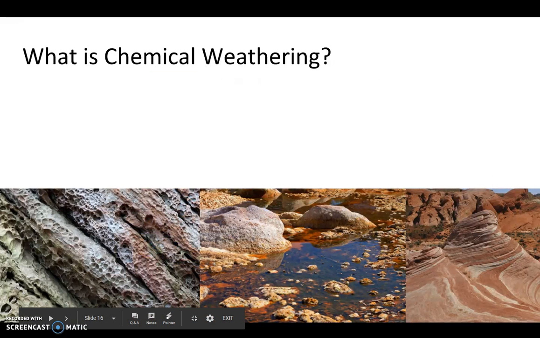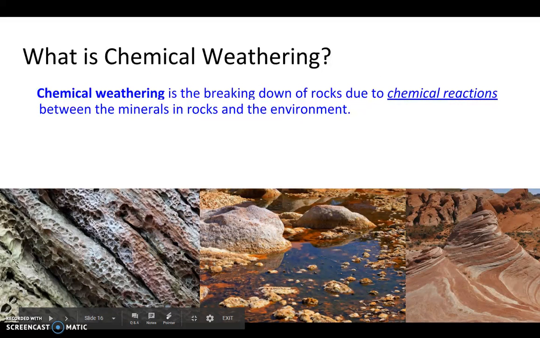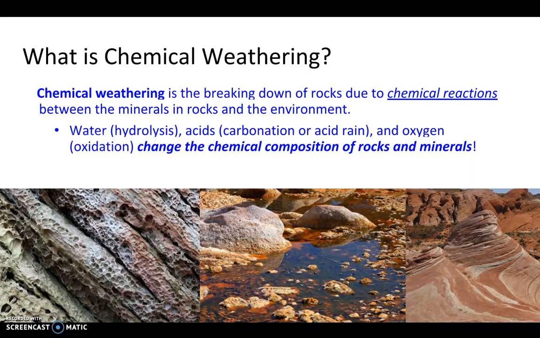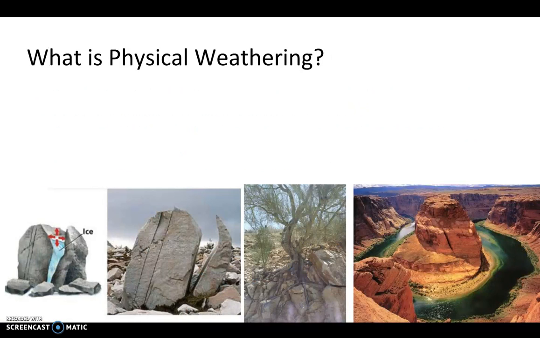Chemical weathering is the breaking down of rocks due to chemical reactions between the minerals and rocks and the environment. Water (hydrolysis), acids (carbonation or acid rain), and oxygen (oxidation) can change the chemical composition of rocks and minerals. So this is a big deal. You're changing what the rock or mineral actually is. And these are most common in hot, wet climates.